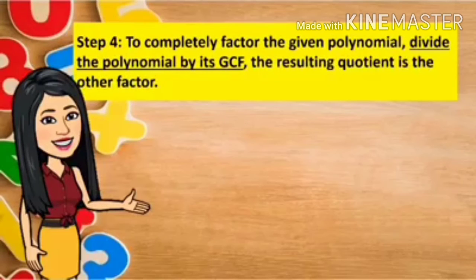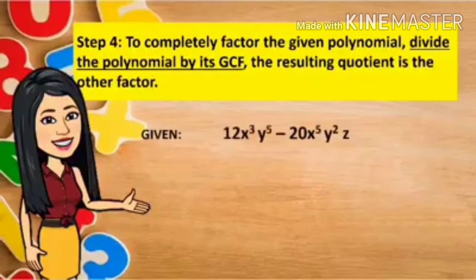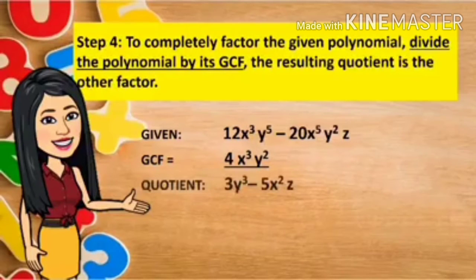Step 4. To completely factor the given polynomial, divide the polynomial by its GCF. The resulting quotient is the other factor. Given 12x cubed y raised to 5 minus 20x raised to 5 y squared z, divided by the GCF 4x cubed y squared. To find the quotient, 12 divided by 4 is 3. When we divide variables, the exponents are subtracted. So 3 minus 3 equals 0. When the exponent is 0, it is equal to 1.